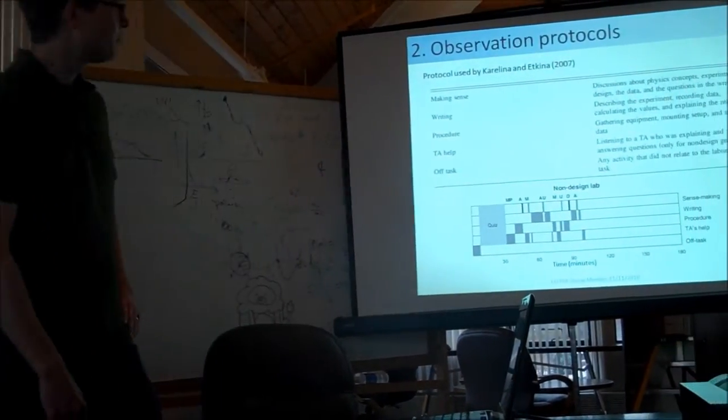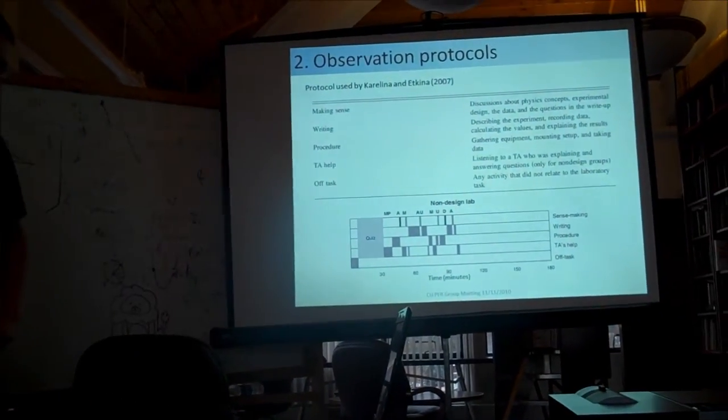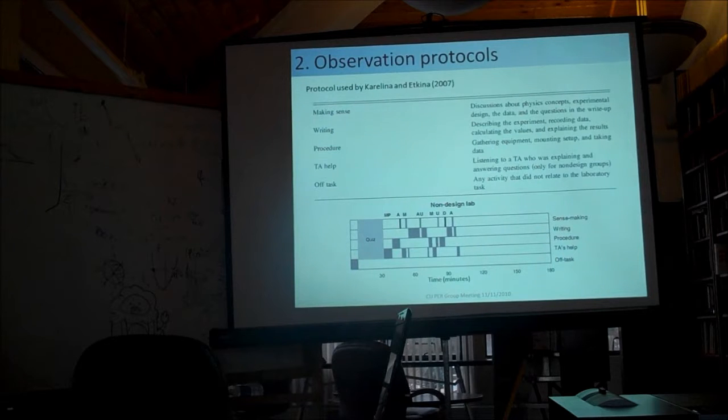So one example of an observation protocol: Carolina and Etkina, that was a paper I cited earlier. They use this method where they just watch the students interacting in their group, and in real time they would make note of what kind of activity this is. Is this sense making, writing, procedural, TA help, off task? They had these categories, and then they had subcategories within those categories.